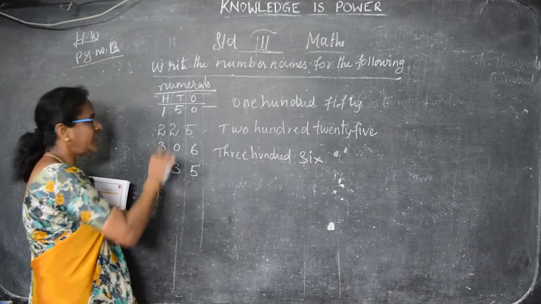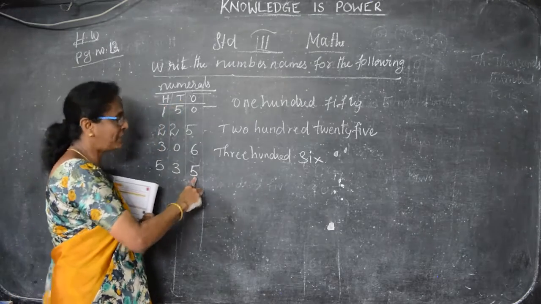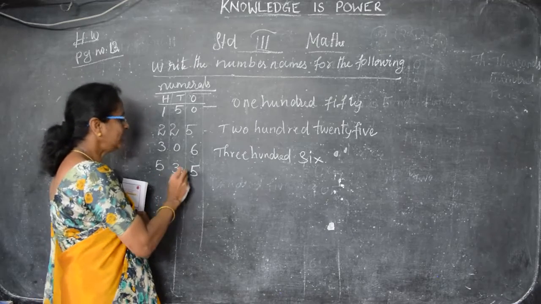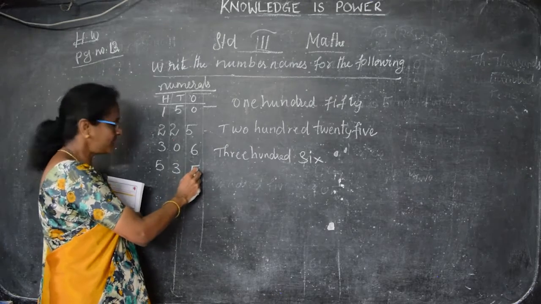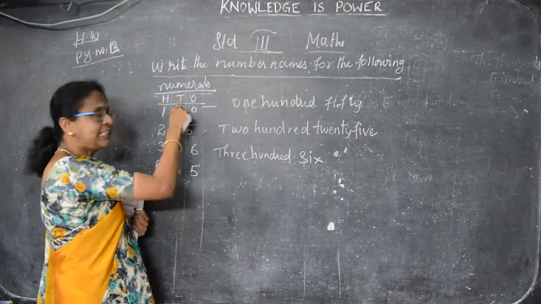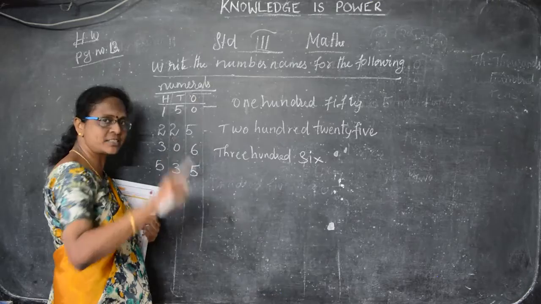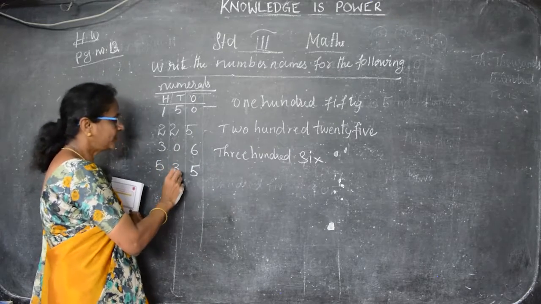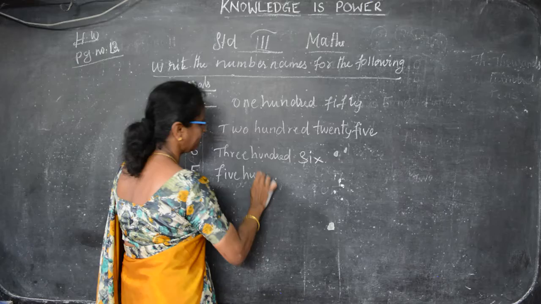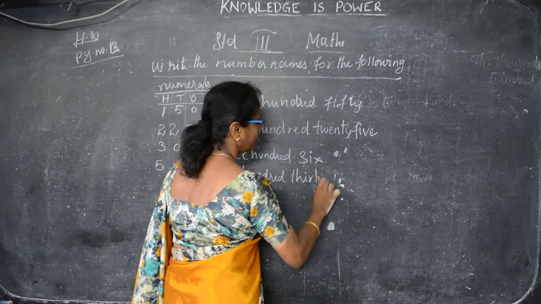Okay, now 535. 5 in the hundreds place is 500, 3 in the tens place is 30, and 5 in the ones place, 5 ones is 5. So 535. Can you understand? 5 in the hundreds place, 500. 3 in the tens place, 3 tens 30. 5 in the ones place is 5. So you write 535.